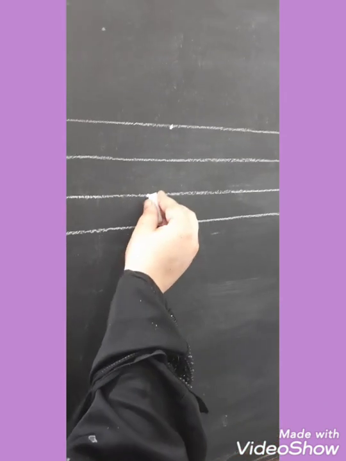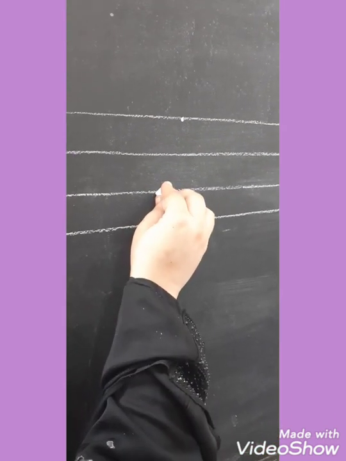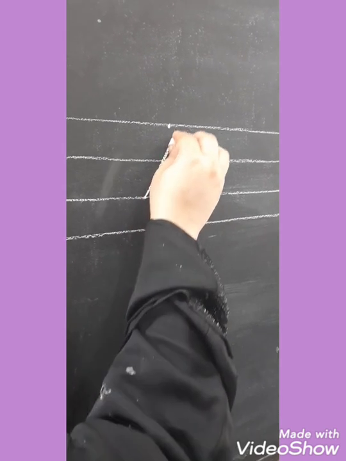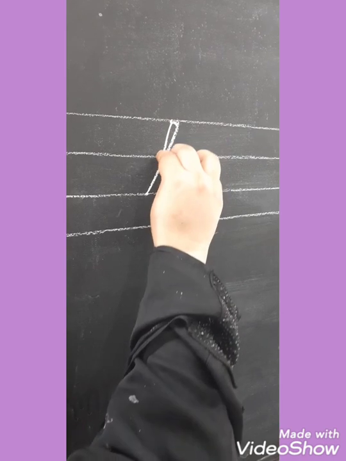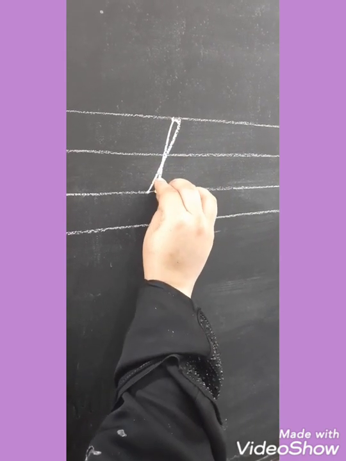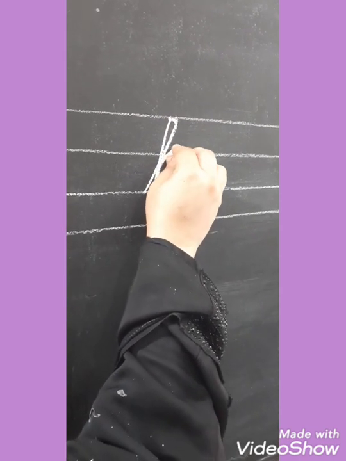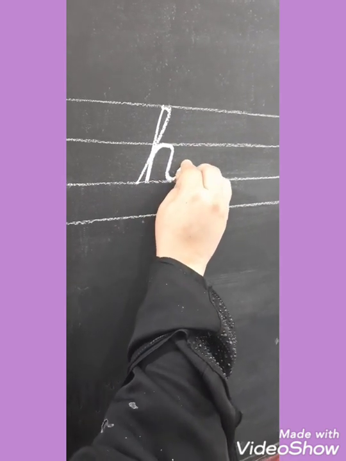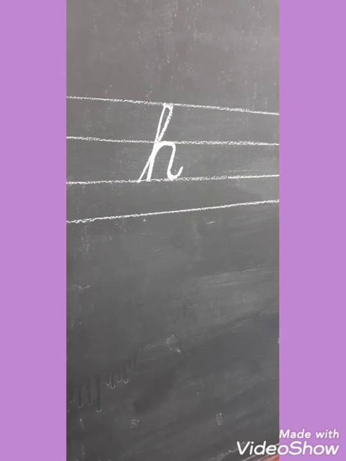Again, look here. You have to put the dot here. Put the pencil here. Go up. Round your pencil. Come down in a slant. From here, go up. Round your pencil again. Come down and make a tail of it. H.